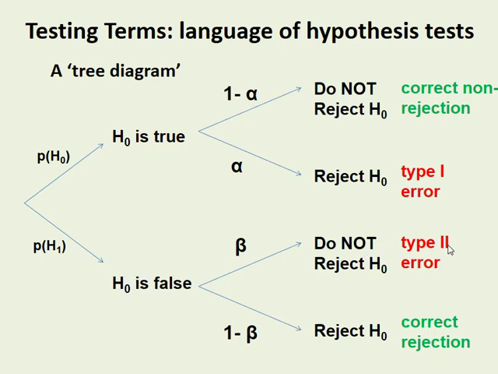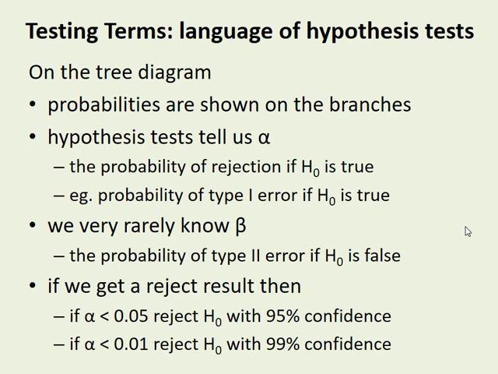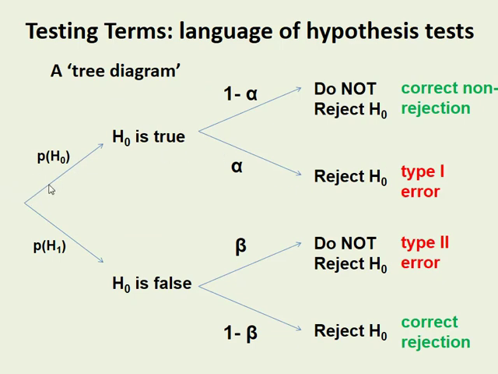So on the tree diagram, the probabilities are shown on the branches. So that's the probability of going up here, that's the probability H0 is true, probability H0 is false, in other words H1 is true. That's the probability of getting a reject result, alpha, so this must be 1 minus alpha. That's the probability of getting a do not reject result if H0 is false, beta, and that's 1 minus beta if you're getting a reject if it's false. Beta is the probability of a do not reject if H0 is false, and 1 minus beta is the probability of reject if H0 is false.